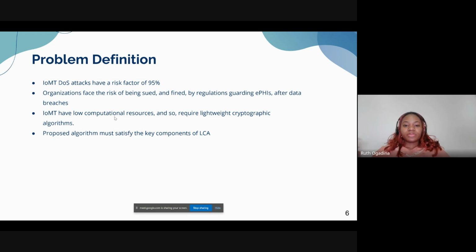So the main problem was to secure the AMR systems and other IoMT devices in the digital healthcare landscape by creating and enhancing the SLIM algorithm so that it would be able to further protect EPHI.